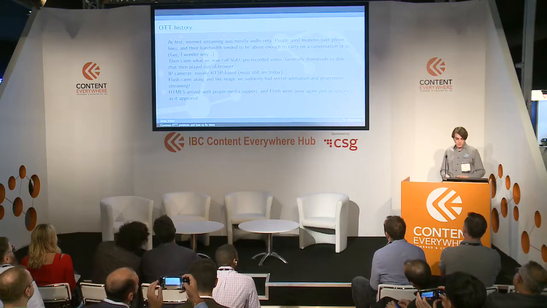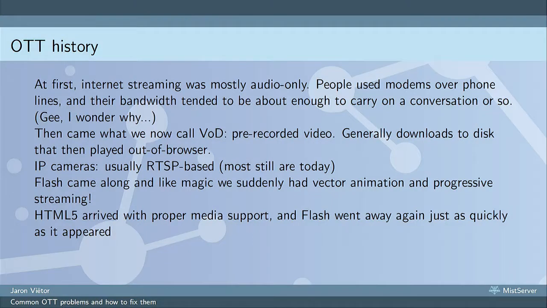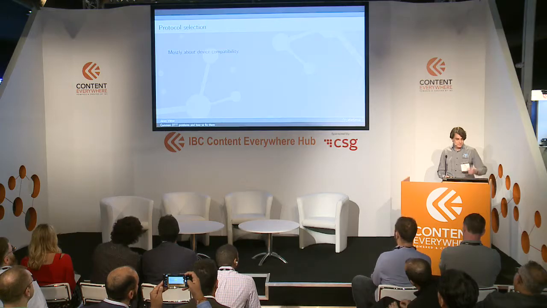And now we've arrived roughly today, and we have HTML5, which has proper media support on the internet, finally. And, well, Flash went away in a flash. And, yeah, that's where we are now. So that's what we call OTT: streaming over the internet instead of over traditional broadcast. Let's go into the problems now. What should we do today to do this?